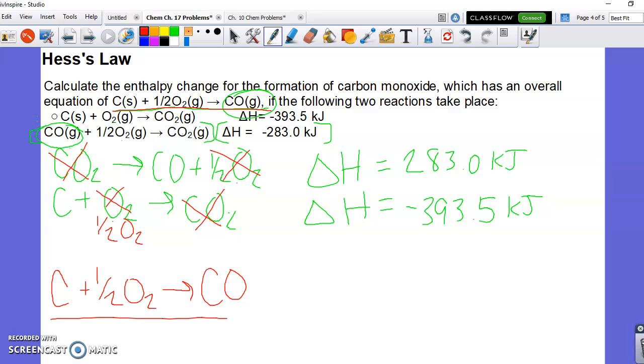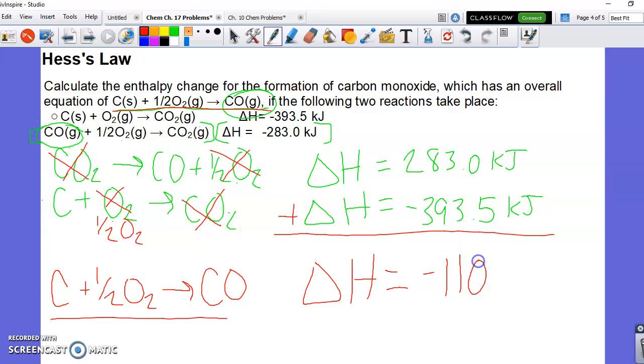Now, since I added my equations to get this one, I can add these enthalpy changes to get the enthalpy change of my final equation. So 283.0 plus negative 393.5 gives me negative 110.5 kilojoules. Since we are adding, we go with the least number of decimal places for sig figs. They both have one decimal place, so my answer is one decimal place, and I should be good.